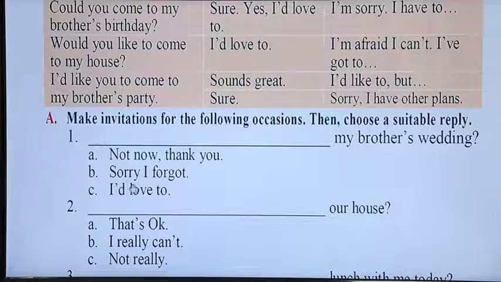Which one is the reply or the answer? Not now, thank you. Is this correct? It is not correct.